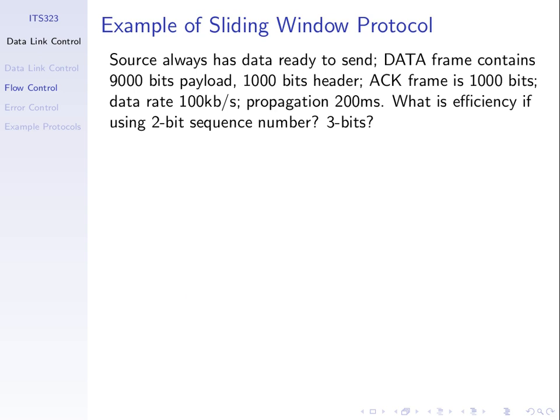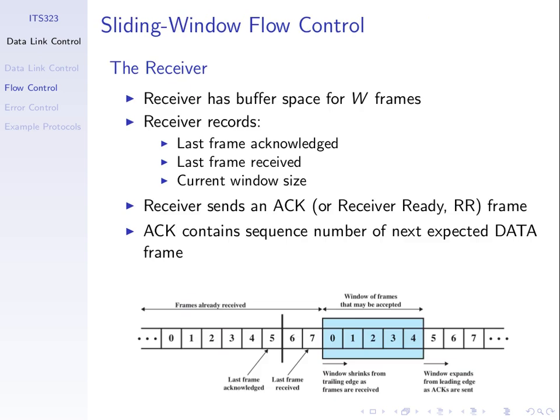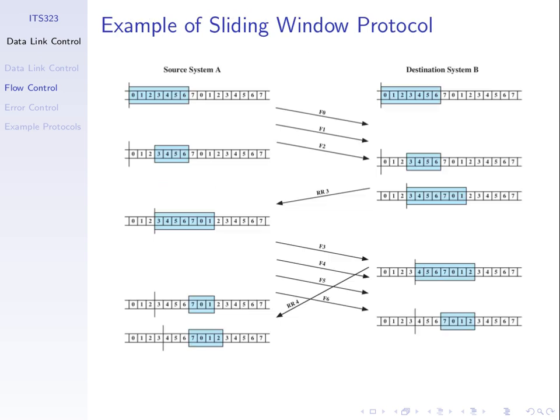One last example, which is shown here. What we've done so far is looked at a case where the source always has data to send, okay, which is the case where we can achieve the maximum efficiency. But of course, in practice, sometimes the source doesn't have some data to send, so the window size varies. And that's what this example tries to show.